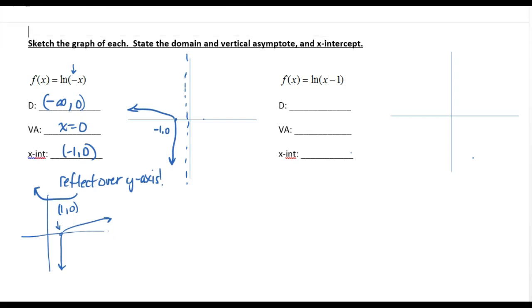Look at the next one. What is this x minus 1 doing? That's going to shift it right 1 unit. Okay? So the point that was at 1, 0 is now at 2, 0. It's now doing this. And that asymptote that was at 0 is now over here at 1. So think about my domain. It goes from 1 to positive infinity. My vertical asymptote is now at x equals 1. But where's my x-intercept? It got scooched over. It's now at 2, 0.